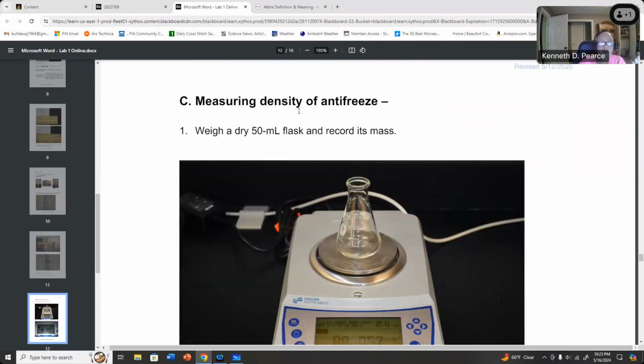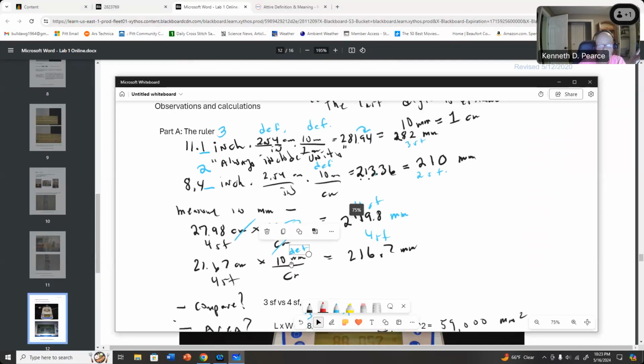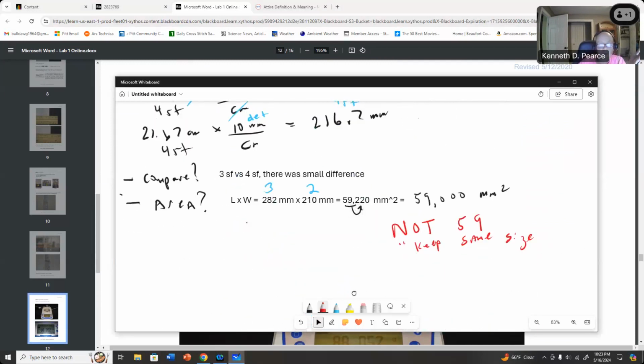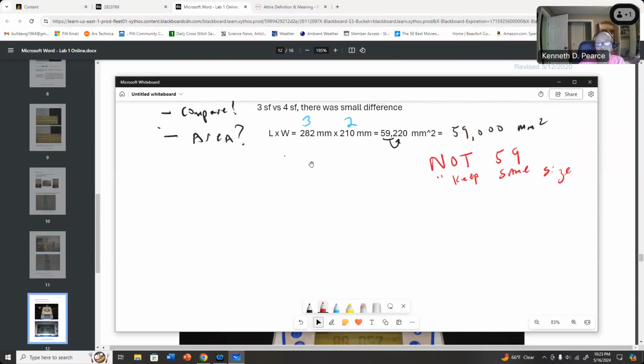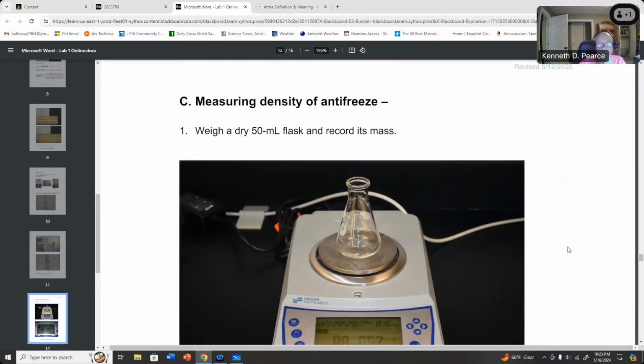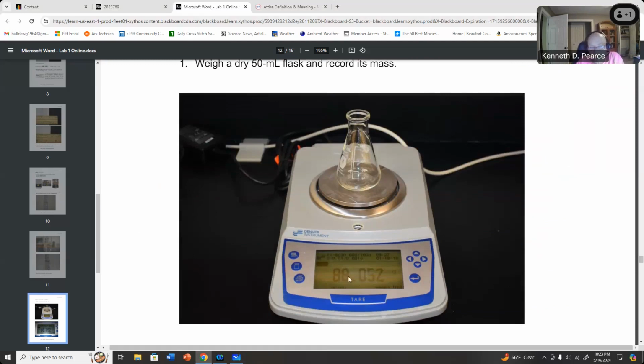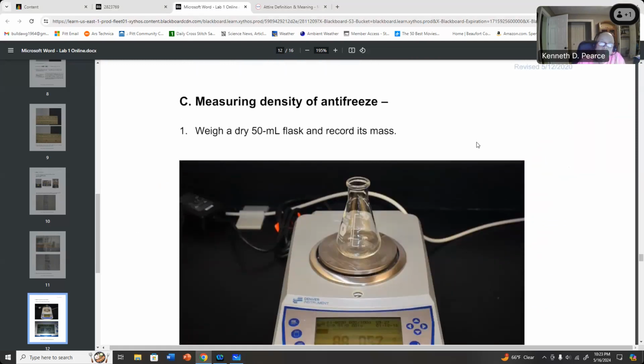And then finally, we have part C, density of antifreeze. It says weigh. This is all being added in here. Part B, next one up, keep going. It might be page 3, it might be page 4 by the time you get down there. That's okay. What is the dry flask weight? Well, it's 88.052 grams.